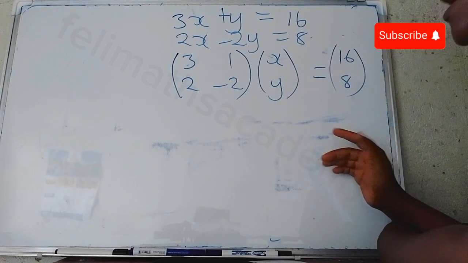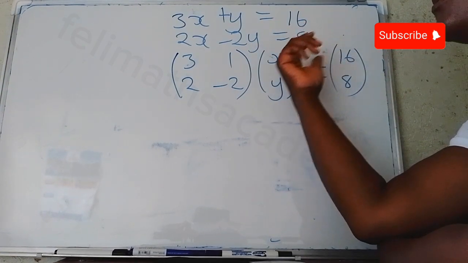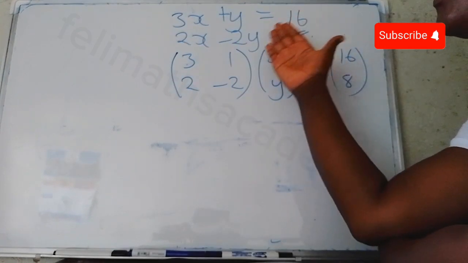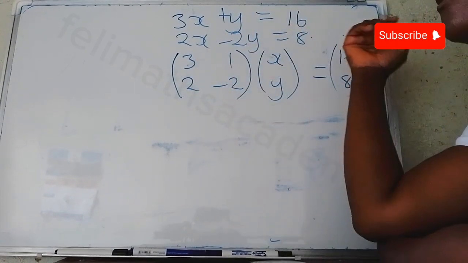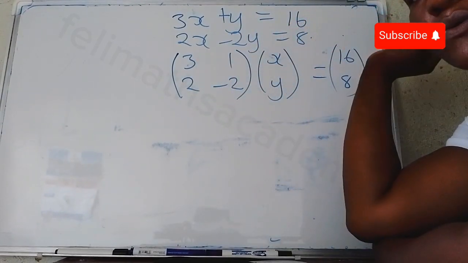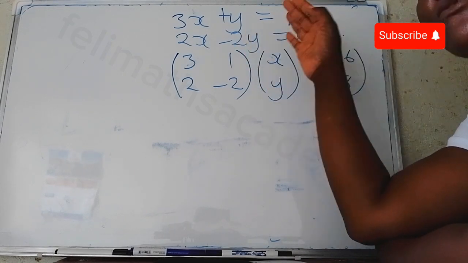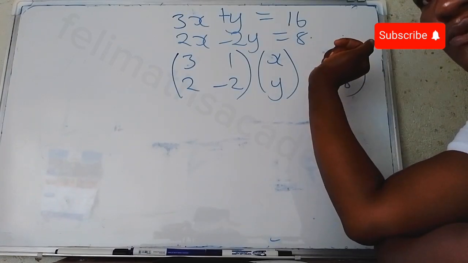So I want you to find the solution set. I want you to find the value of x and the value of y for this pair of simultaneous equations using the matrix method.